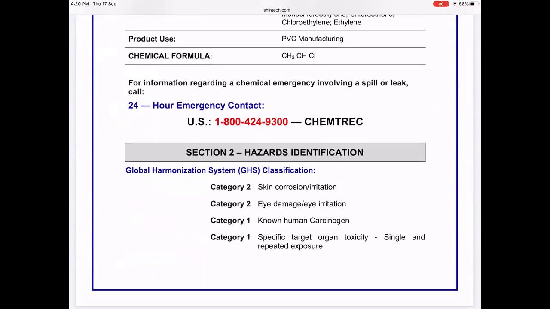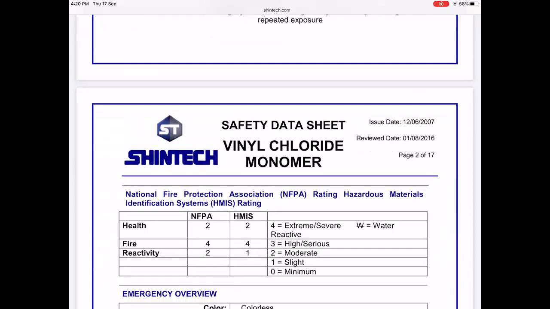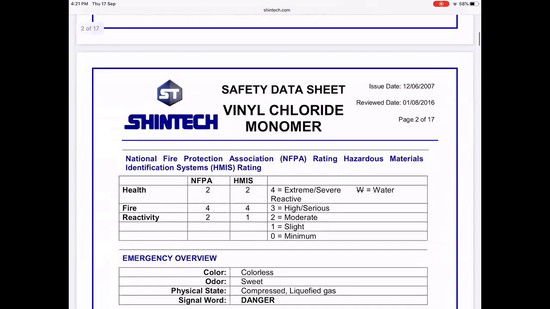Remember in chapter 1, we did talk about the NFPA. So this is where you will get the data. Like you can see the health rating, which is now number 2, which is actually quite reactive. Fire and reactivity. So you can see that this chemical, vinyl chloride monomer, is easily flammable. Yeah, and it's considered high reactivity, and also it has some health hazards in here.